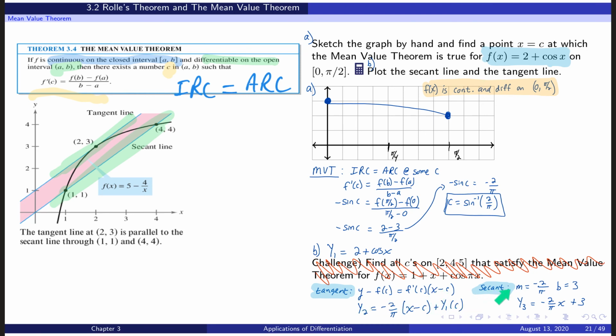The secant line is even easier because one of the 2 points that I'm connecting is on the y-axis. I can just use slope-intercept form. The slope is -2 over pi, which we had here, and then the y-intercept is 3. So the secant line is just y3 is -2 over pi x plus 3. If you type those two in your calculator along with y1, you should see the cosine curve, you should see the tangent line and the secant line all looking very nice.